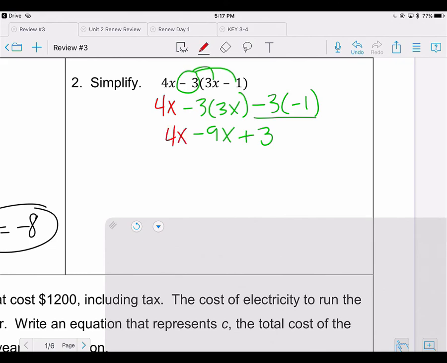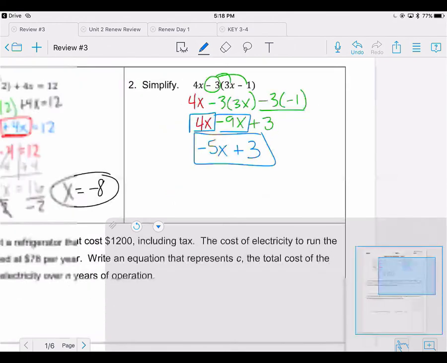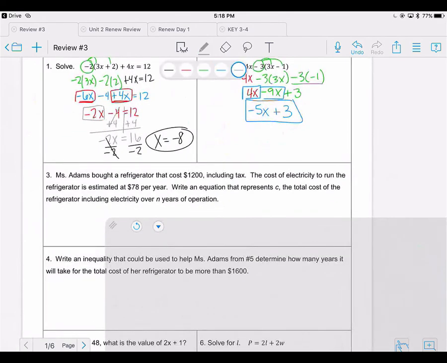4x stays the same. Remember, we are simplifying here, so we're not solving for x. We're just putting this in the lowest terms possible. I have 4 x's, and I'm taking away 9 of them. So if I have $4, but I owe someone $9, I could give them that 4, and then I still owe them 5. So negative 5x plus 3. My x's and my numbers are different terms. I cannot combine them. Therefore, I cannot simplify any further.